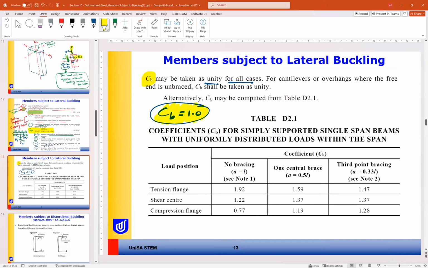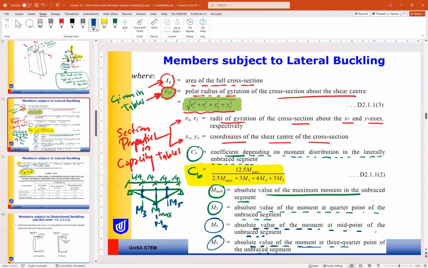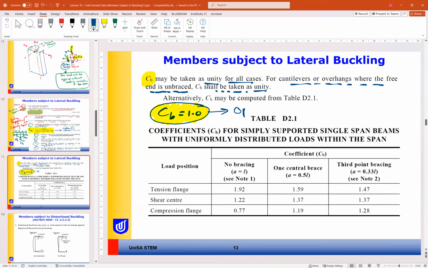For any case, you can take CB as 1. For cantilevers or overhangs where the free end is unbraced, CB shall also be taken as 1. So CB has 3 options. Option 1 is using this formula. Option 2 is CB equal to 1. Option 3 is from table 2.1. So table 2.1 is option 3.